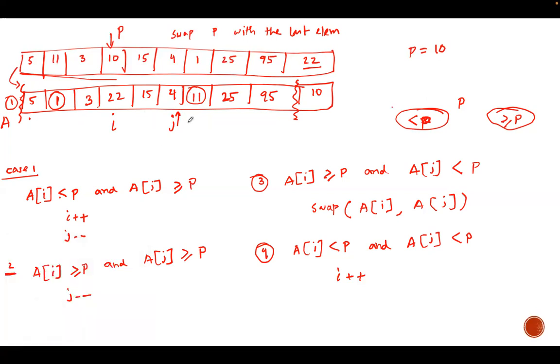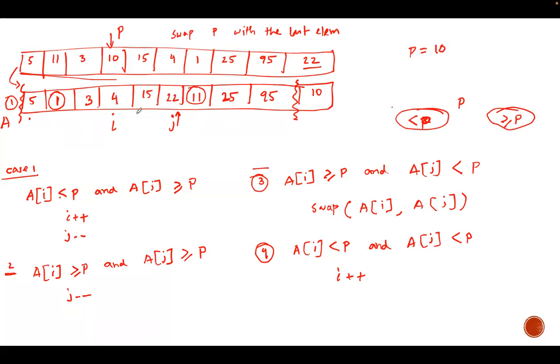All right, so these are all the cases. Now let's see what happens here. So now here we can see that A[i] is greater than pivot and A[j] is less than pivot. So this is case 3 again. That means we have to do the swapping. Okay, so let's do the swapping. So it will be 4, and it will be 22.